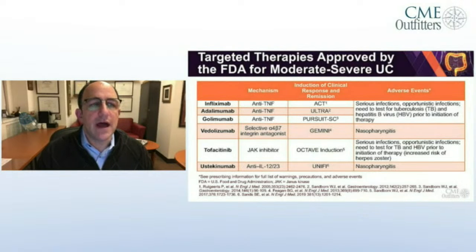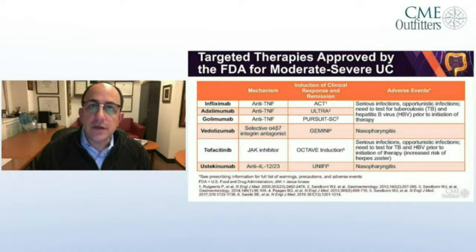You can see that we have the 3 anti-TNF therapies. Of course, the first one and the one that has the most data for hospitalized patients is infliximab. It also is the one that has 4 biosimilars in the US that are available now. And then we have our 2 injectable therapies, adalimumab and golimumab. Then, of course, we have our anti-integrin therapy, vedolizumab.